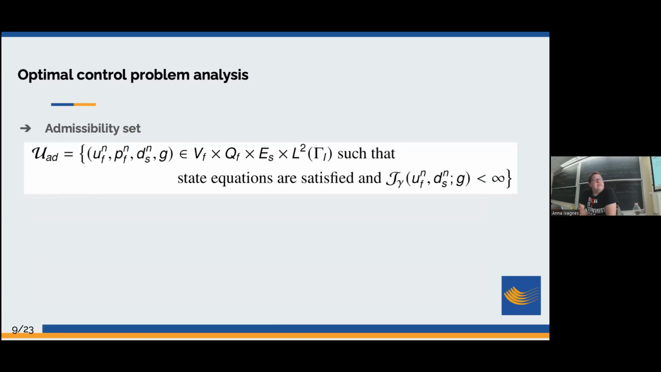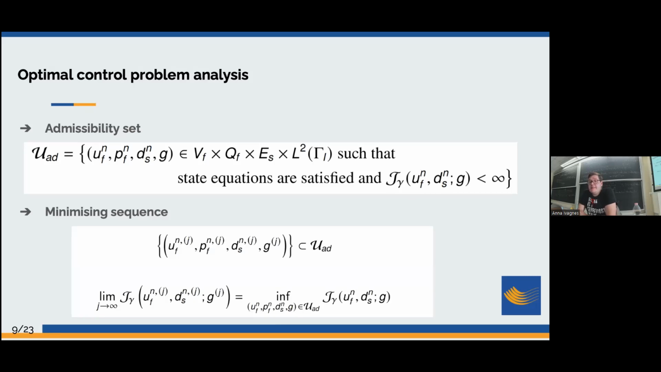As it goes in optimal control analysis, first we need to describe an admissibility set. This set is composed of all the points in the variational spaces such that they satisfy the state equations, which are our fluid and structure subproblems, and such that the objective functional is finite. The admissibility set is non-empty.